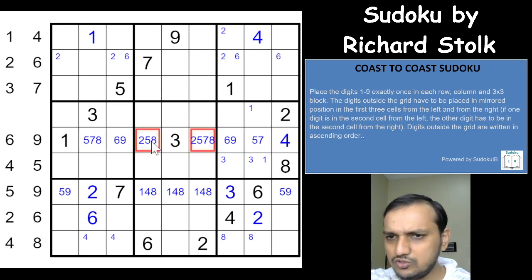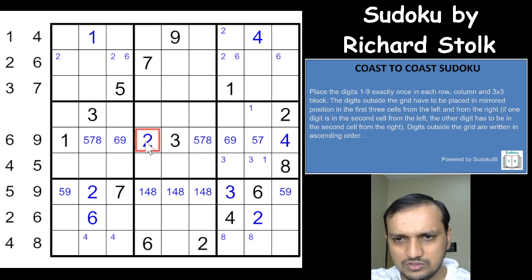2 is in one of these two cells now. This cell is not a 2 again. So this cell is not a 2. This is a 2 here, which means 2 is in one of these two cells.